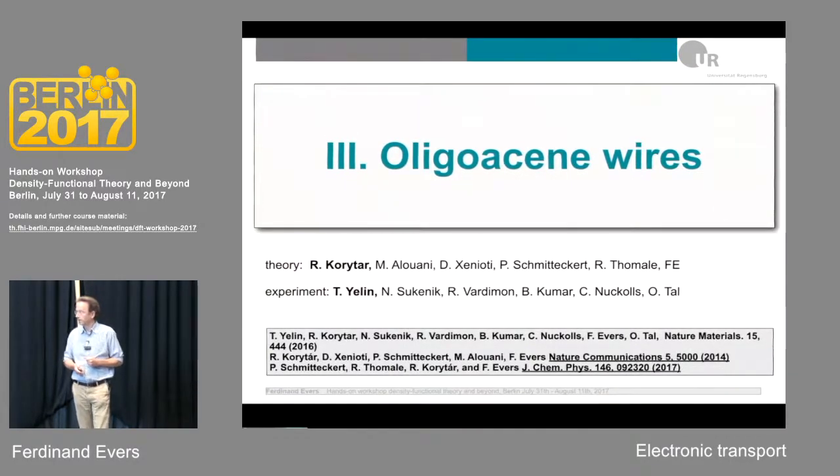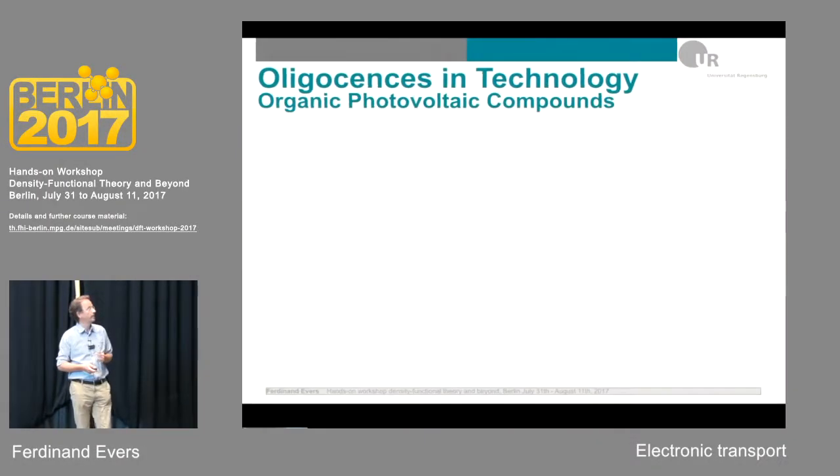Another example, not quite as standard, supposed to follow now, and that's about oligocene wires. These wires have kept quantum chemists busy for many years now, and we have a funny prediction for the conductance to make in this context. Let me first tell you how we actually found these oligocenes to be very interesting also for theoretical physics.